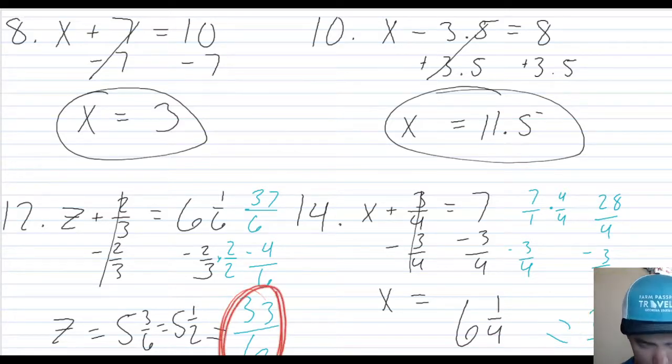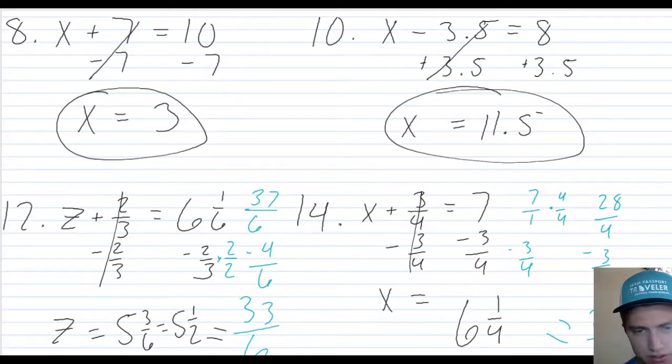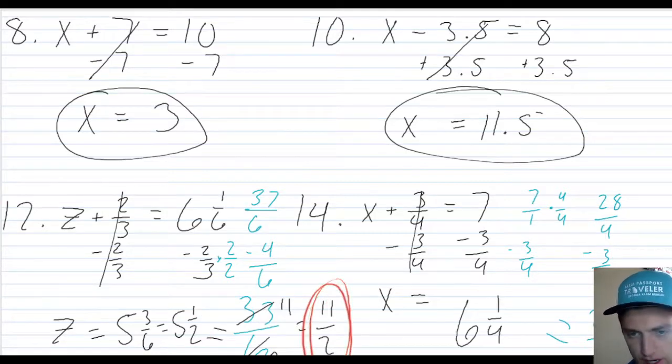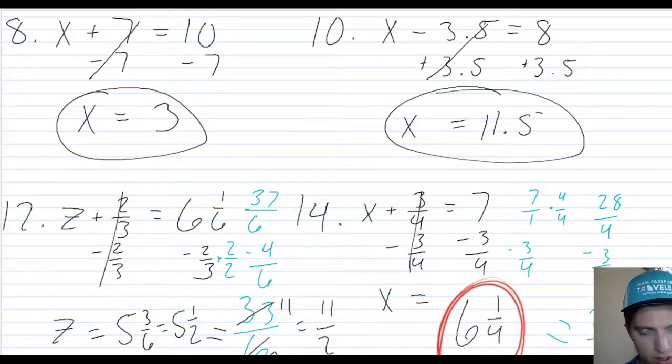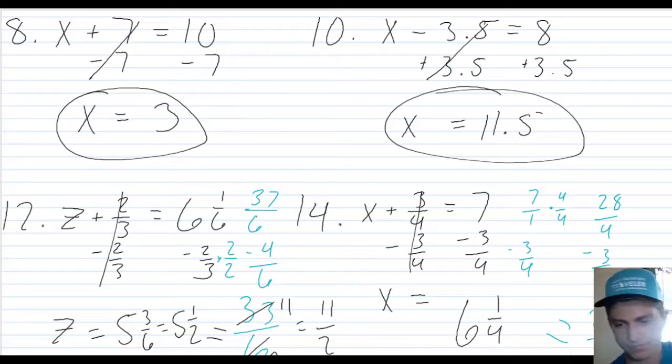The other thing we can do in this case is simplify. What factor do 33 and 6 have in common? They're both divisible by 3. Divide by 3 gives us 2. Divide by 3 gives us 11. So this is the same as 11 over 2, which is also the same as 5 and 1/2. But for the sake of your answers, I'd like to see you keep them in improper fractions. You can convert them here if you want, but I prefer this.